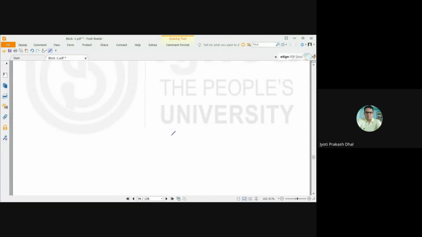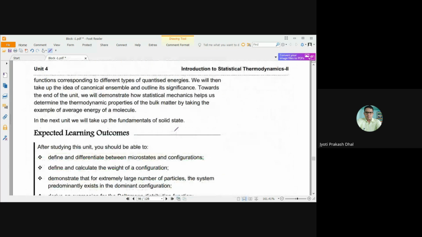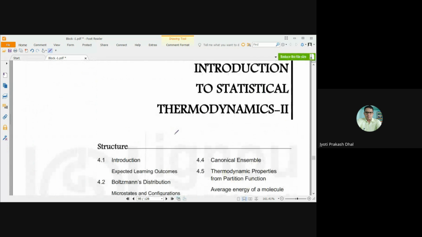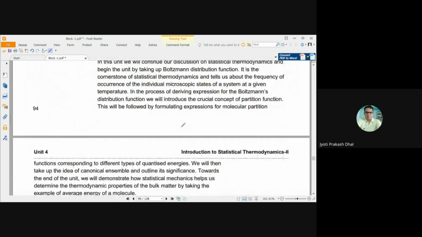So in this unit we have just discussed very fundamental statistical concepts like permutations, combination, probability, etc. Now, in the second unit, that is overall the fourth unit, we will discuss the same introduction of statistical thermodynamics, but here we will discuss Boltzmann's distribution, molecular partition function, canonical ensemble, thermodynamic properties from partition function, and average energy of the molecules. So all these things we will discuss in unit number 4.